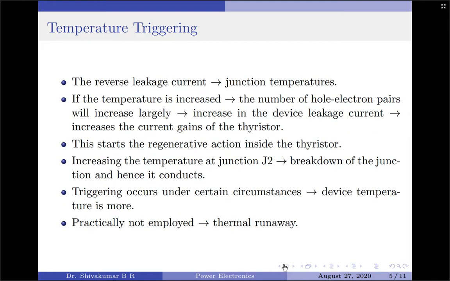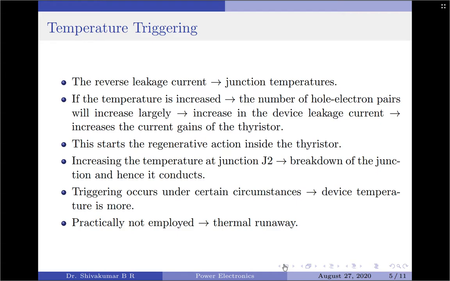Coming to the second type of triggering, the temperature triggering. Now, the reverse leakage current of the thyristor, we know, depends on the junction temperatures. If the temperature is increased to a certain value, the number of hole electron pairs will automatically increase to a large volume. This causes an increase in the device leakage current, which further increases the current gains of the transistor. I hope you remember the two transistor model. So the current gains of each transistor are increased.